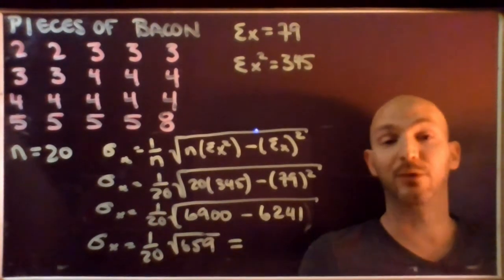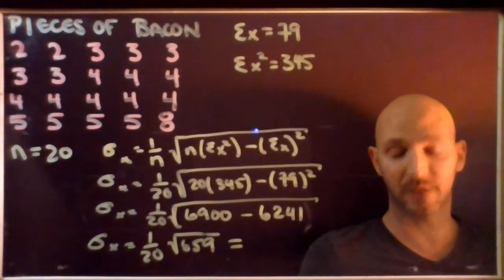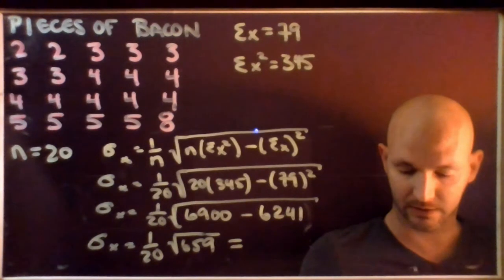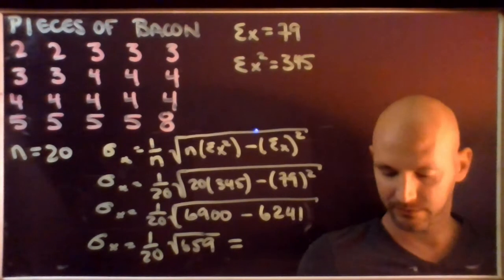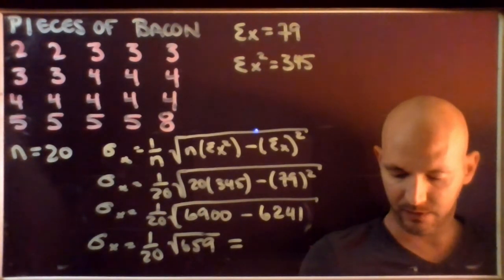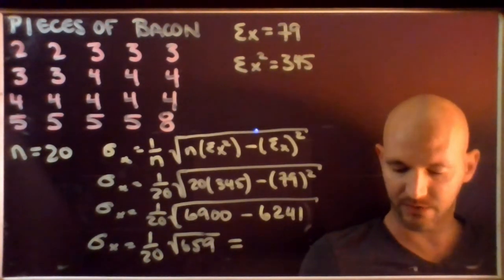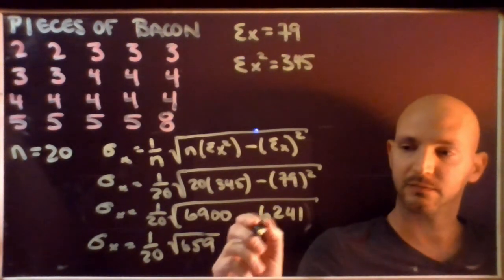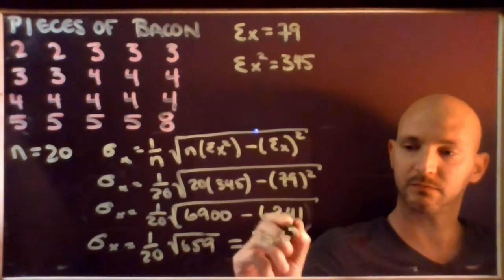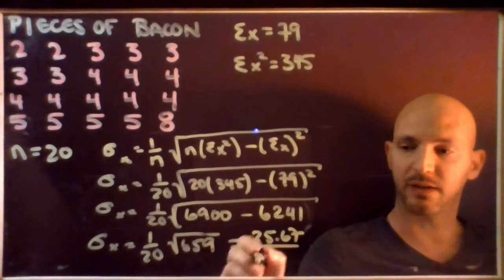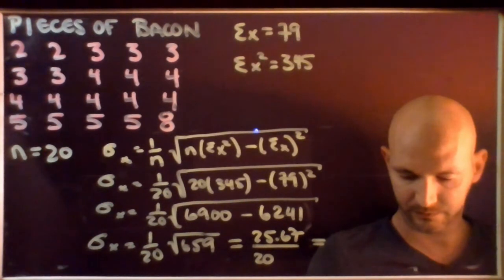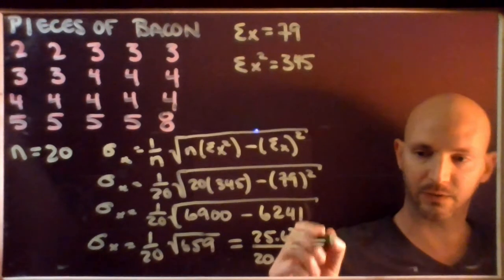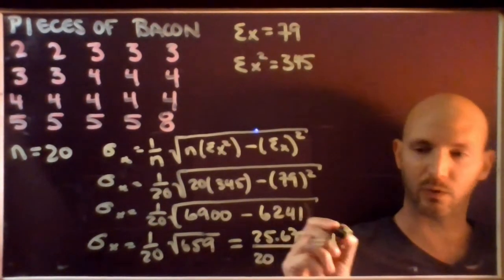And I'm not even going to try to square root 659 because that would be insane. So no offense to those of you who did do it in your head. Square root of 659 is 25.67. Divided by 20 gives me an approximate value of 1.283, 1.284 if I round.